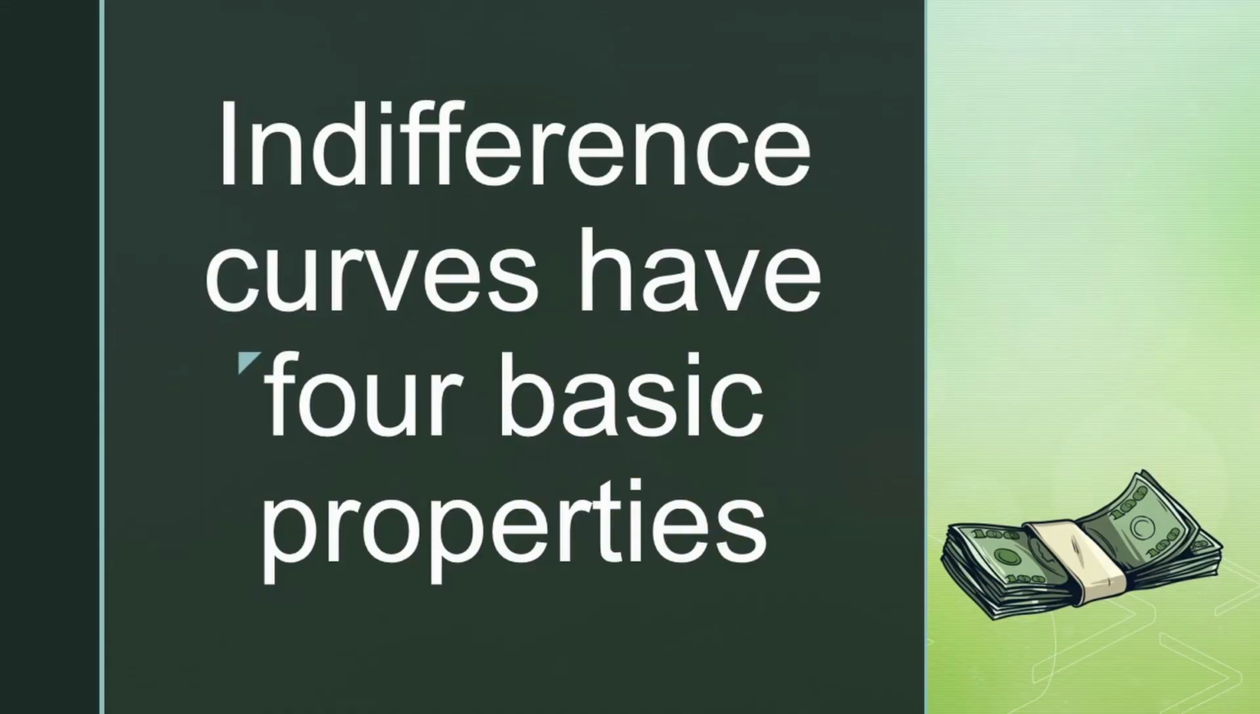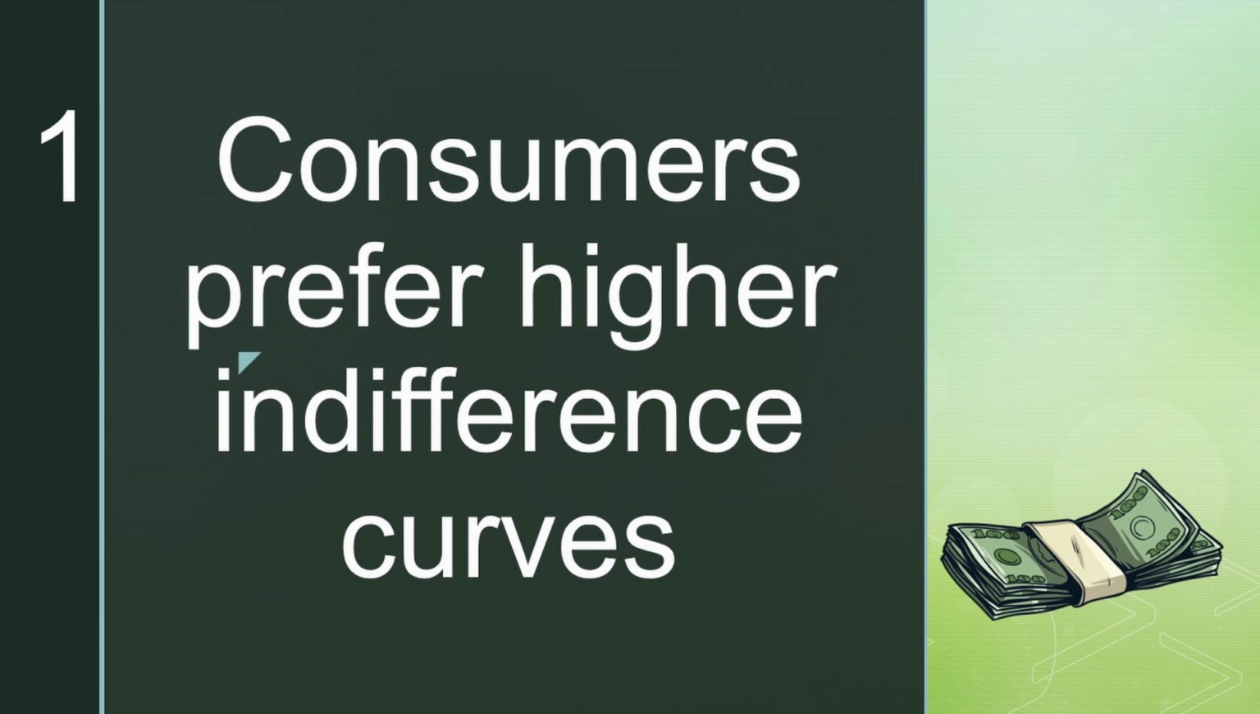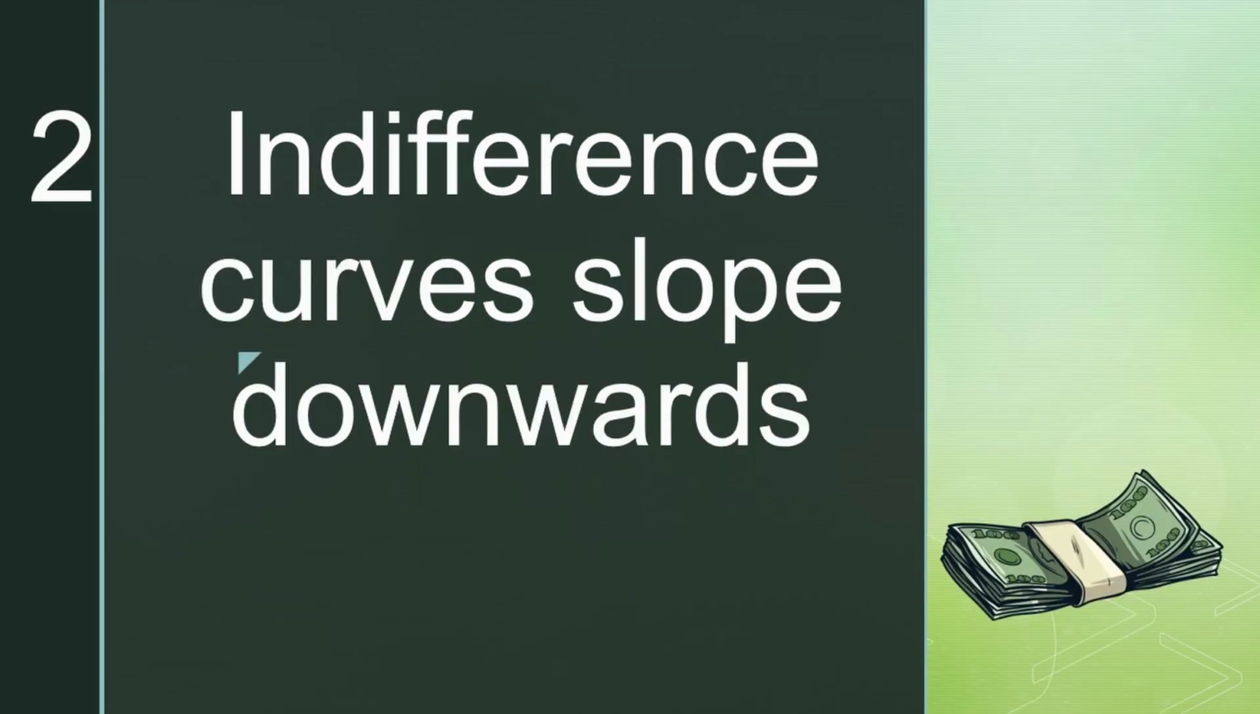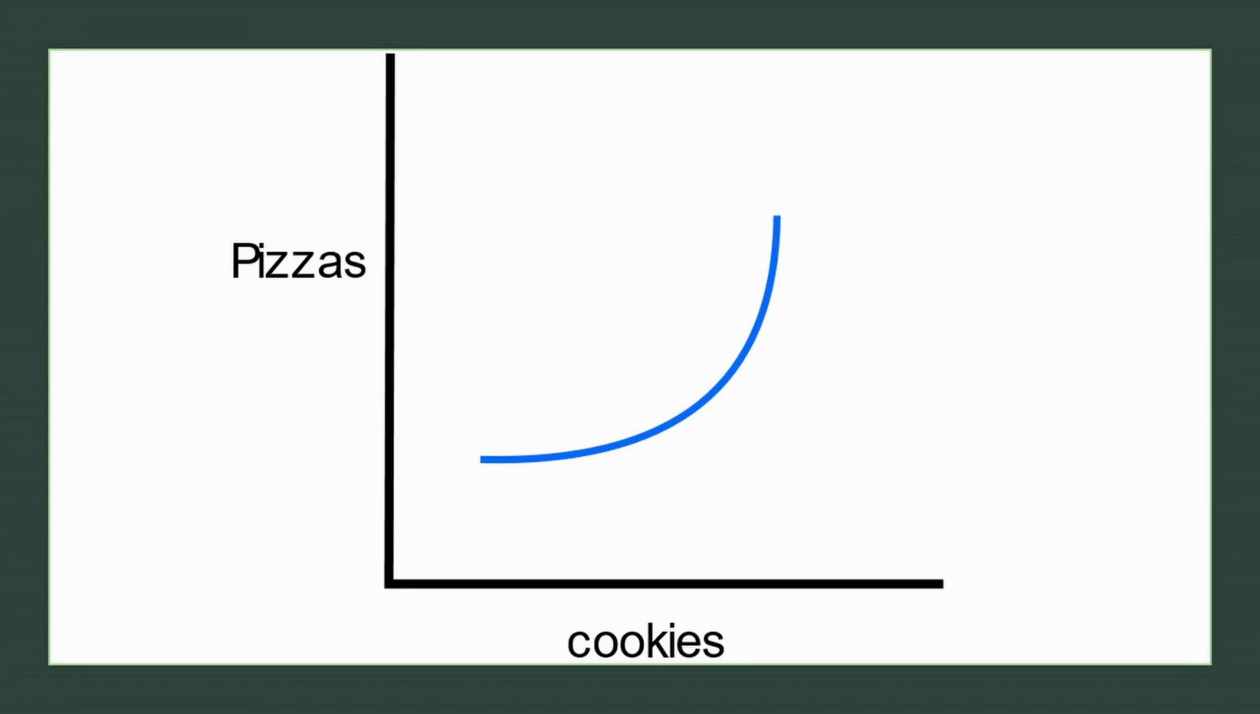Indifference curves have 4 basic properties. The first is that consumers prefer higher indifference curves. More is always better. The second is that indifference curves slope downwards. This is because of non-satiation. We can never get enough.